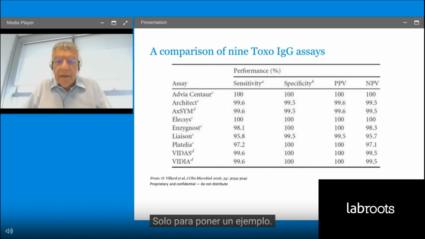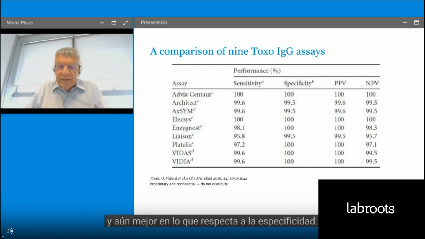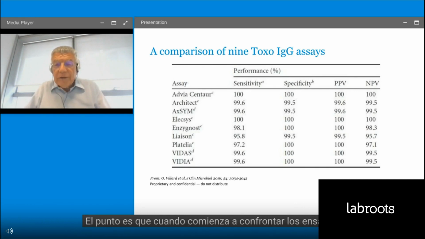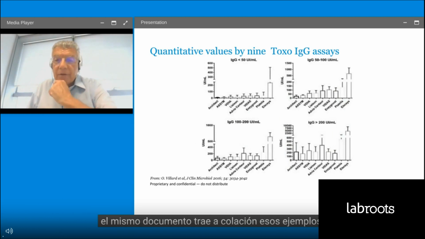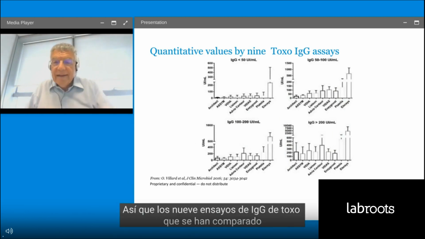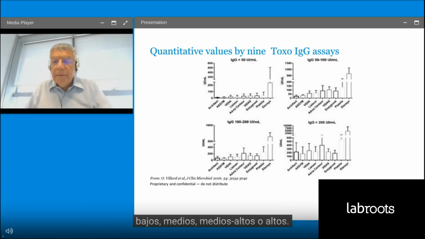Just to make an example, this is a comparison by the same authors in which you see that in terms of sensitivity, all assays considered are good or very good, and even better as far as specificity is concerned. So apparently, we don't have an issue, do we? The point is that when you start confronting the assays, there are quite a few inconveniences. The same paper brings up those examples. The 9 toxo IgG assays that have been compared were confronted with samples with a range of IgG levels that are low, medium high, or high.